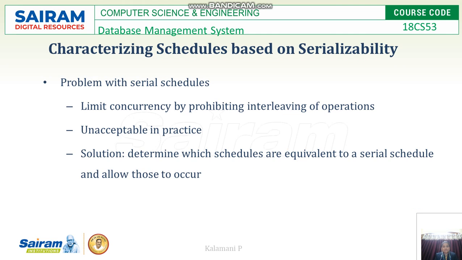The problem with a serial schedule is limited concurrency, because by prohibiting interleaving of operations, we get only limited concurrency. That's the reason practically it is not used that much. And the solution is to determine which schedules are equivalent to a serial schedule and allow those to occur.